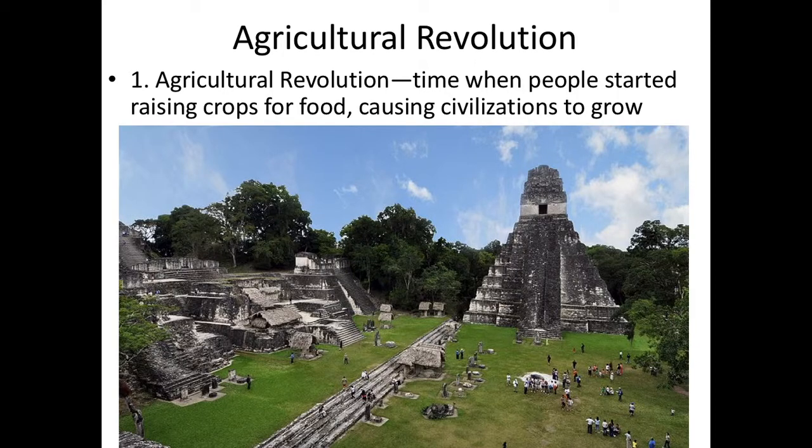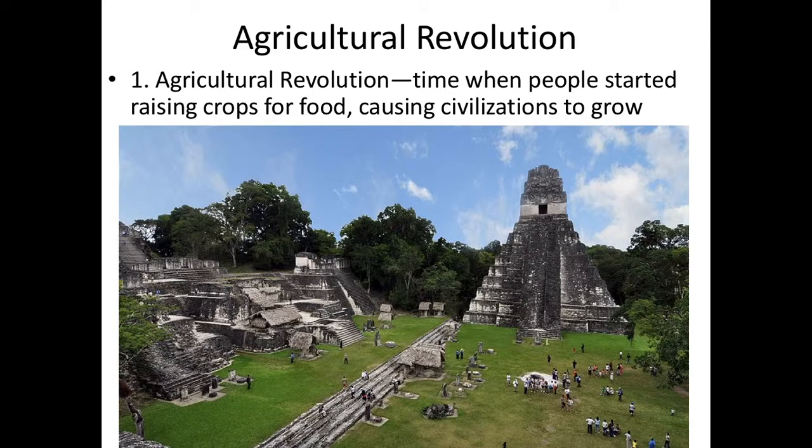During the agricultural revolution, if you remember from world history, they might call this the Neolithic revolution. But anyway, what's going to happen is whenever people start to raise their own crops to eat, instead of having to chase animals around, they're going to plant crops such as maize, which is corn. They might plant squash. They're also going to start to domesticate animals.